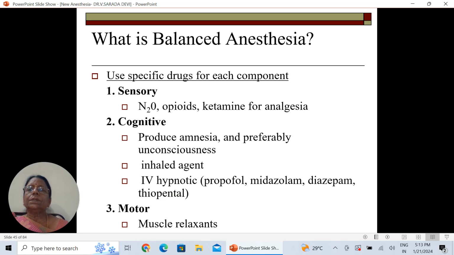What is balanced anesthesia? Use specific drugs for each component. For sensory, you can use nitrous oxide, opioids, and ketamine for analgesia. Whereas for cognitive, produce amnesia and preferably unconsciousness with an inhaled agent or IV hypnotic: propofol, midazolam, diazepam and thiopental. For motor, muscle relaxants.